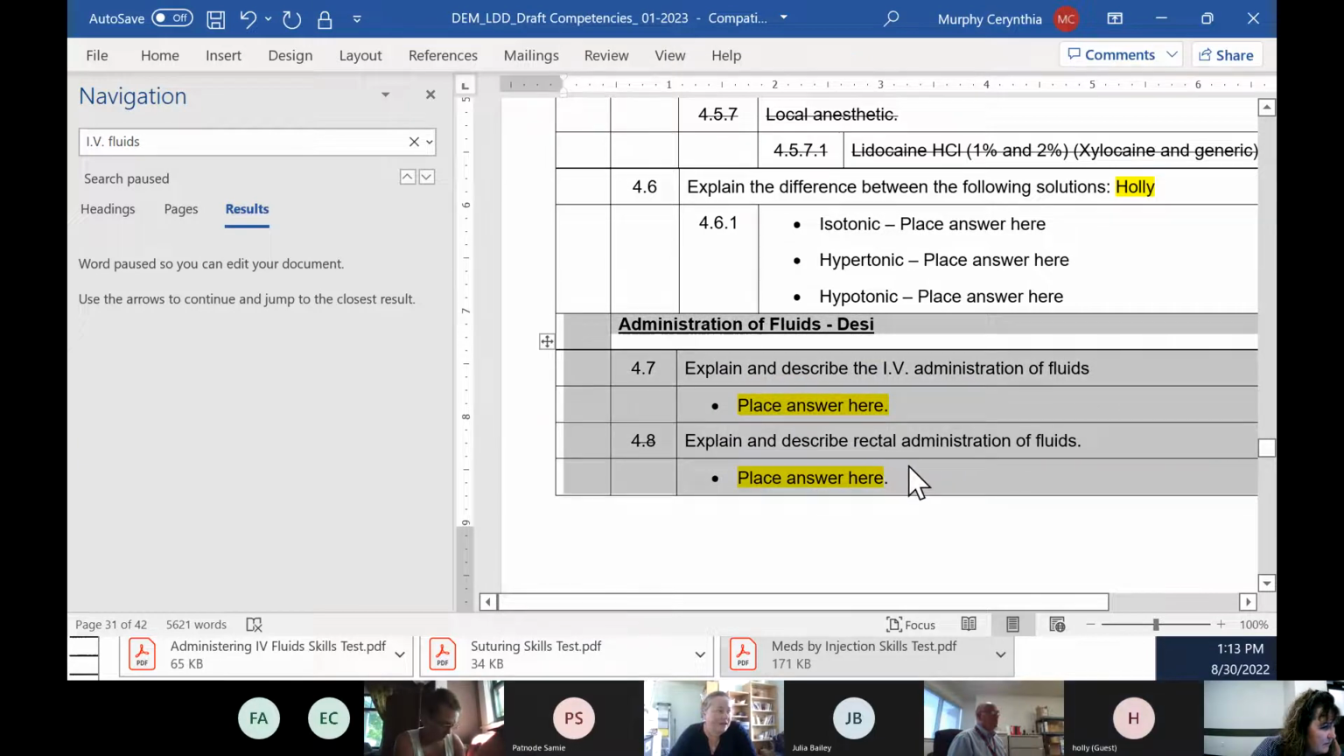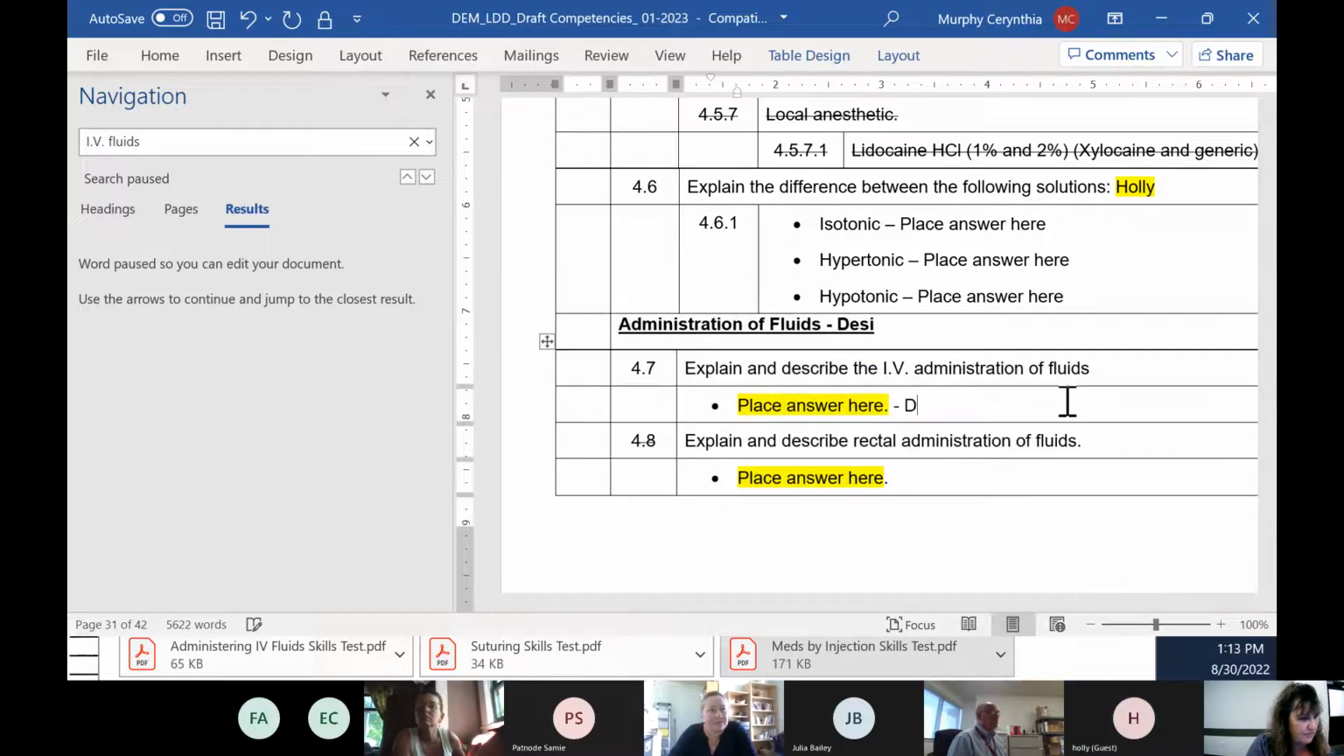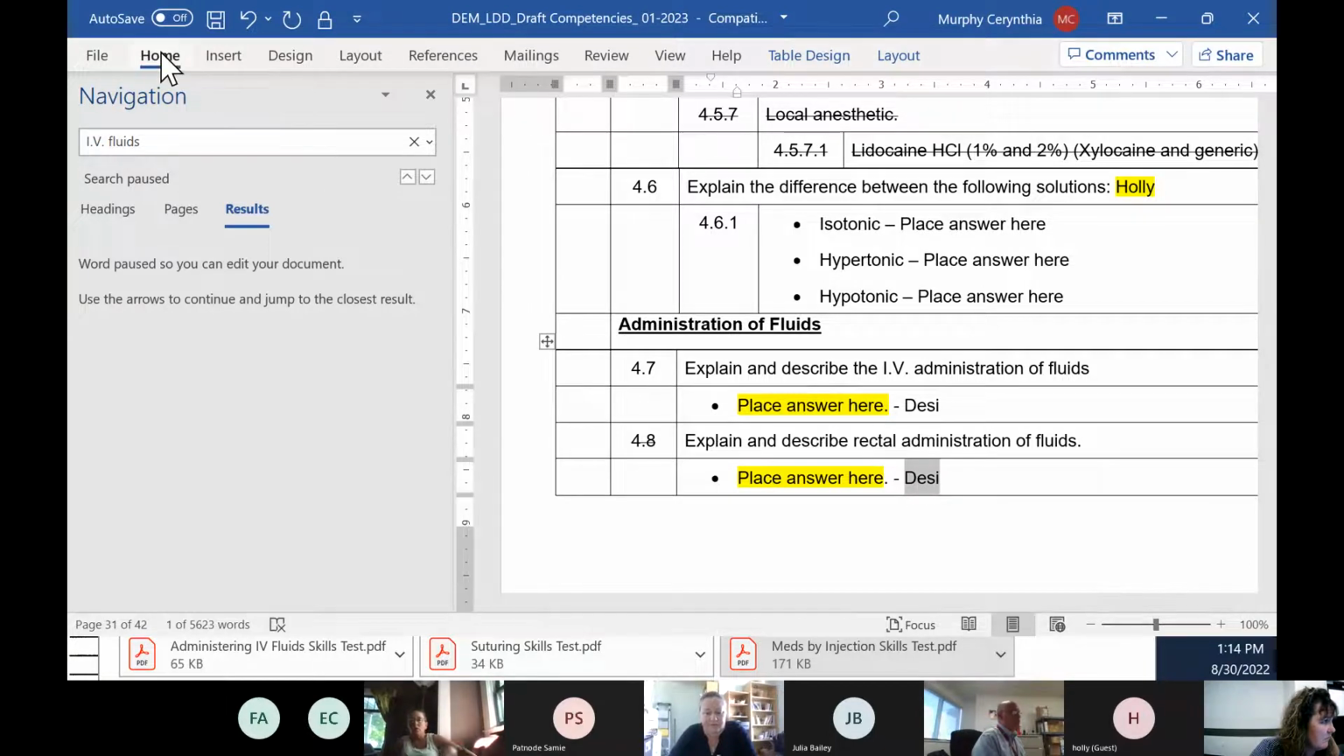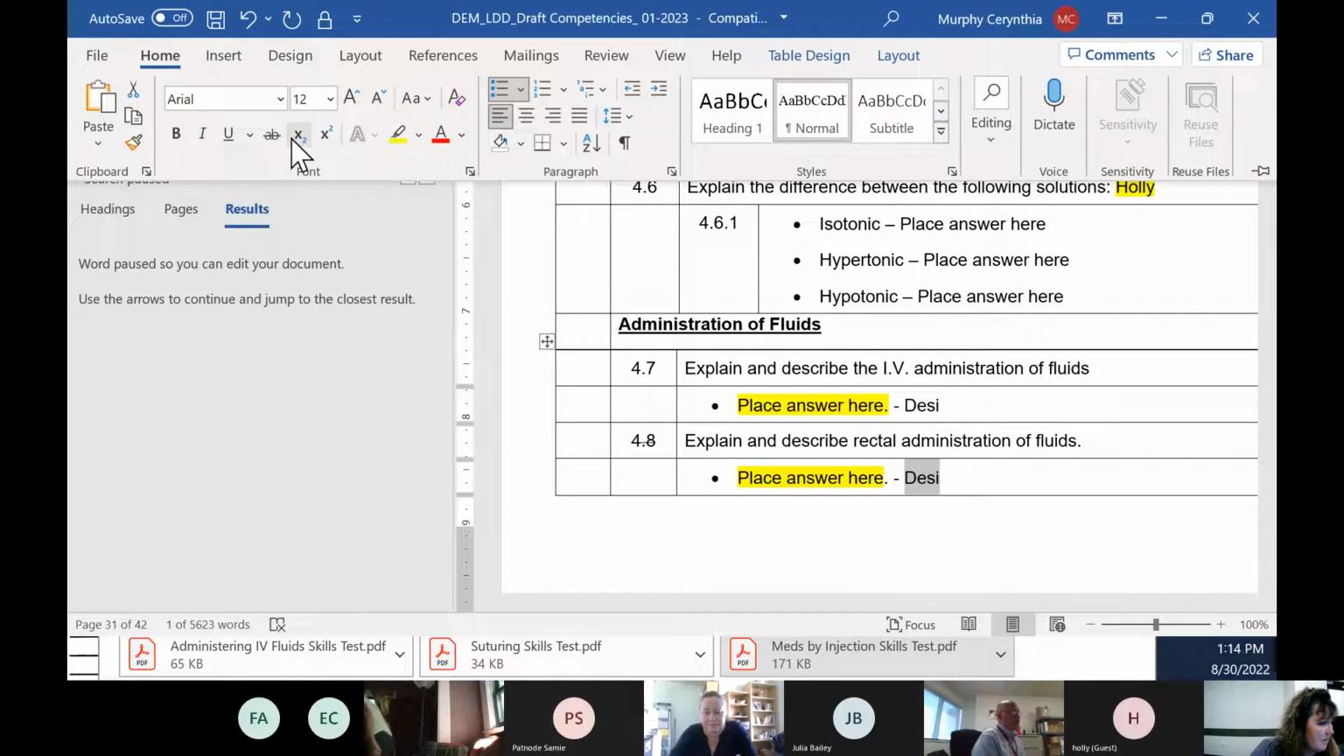I'm thinking of other informed choice documents, where we start with the most standard method and then list an alternative. And using rectal fluids is not the first go-to most of the time. Okay, so we will do it this way: the IV administration of fluids first and then the rectal administration of fluids. And then Desi, you'll work on this section with me. Yeah. Perfect. Okay.